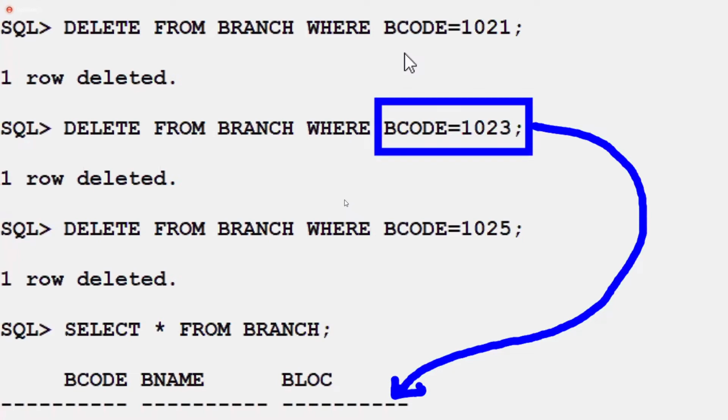How is it possible? Is commit possible? If I do commit, what happens? All are permanently deleted, so not possible. If I use rollback, all are rolled back. But I want to roll back 1023, a specific one. Rollback means what? Cancel. So 21, 23, 25, I deleted these 3, but 23 I want to cancel, not 21, not 25. Is it possible?